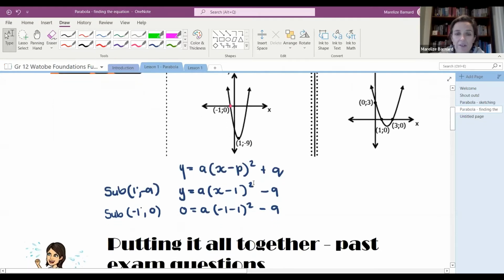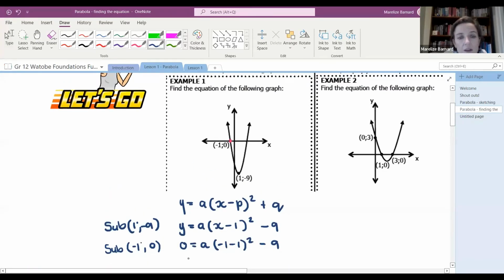So we have so far, minus 1 minus 2 squared is going to be 4. So we need to solve for A. Okay, so we're going to take the 9 over to the other side. So I have 9, just 9, equal to 4A, and then divide by 4 on both sides. So 9 over 4 is equal to A.